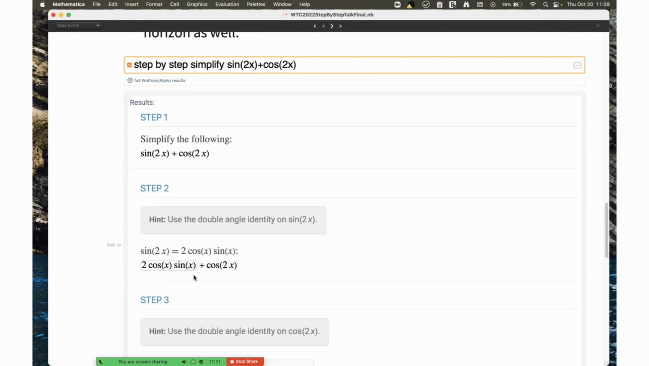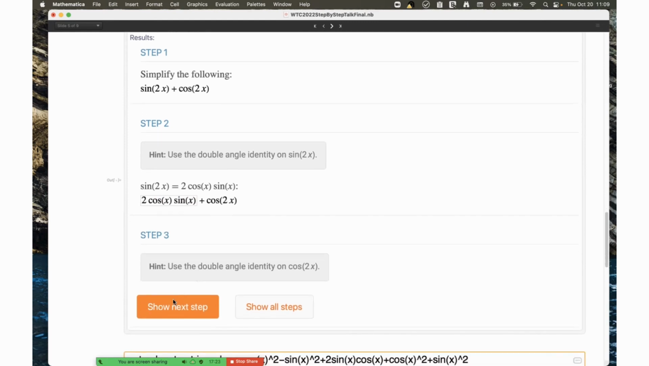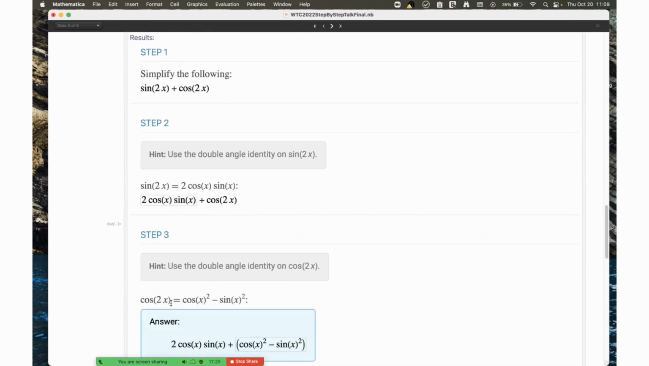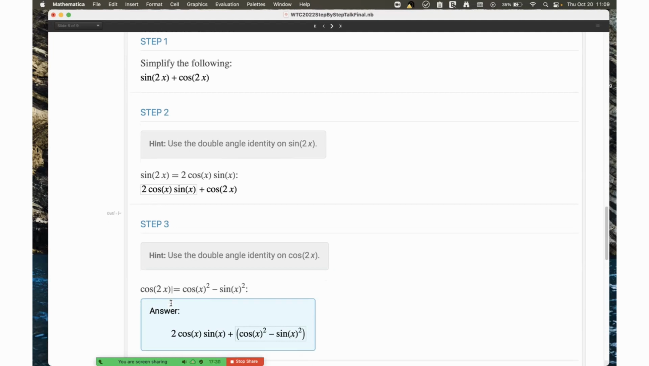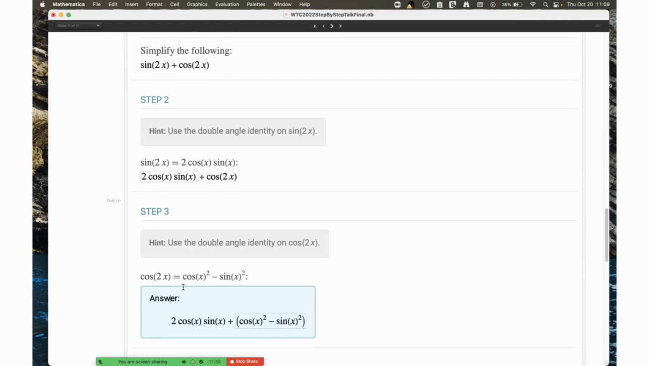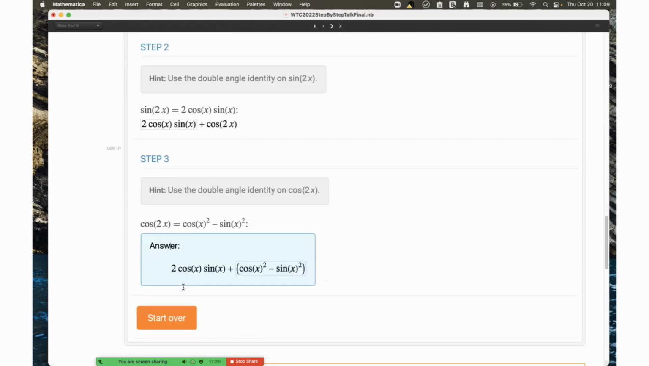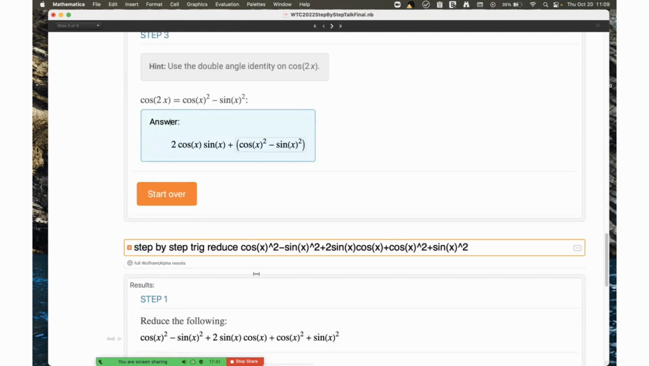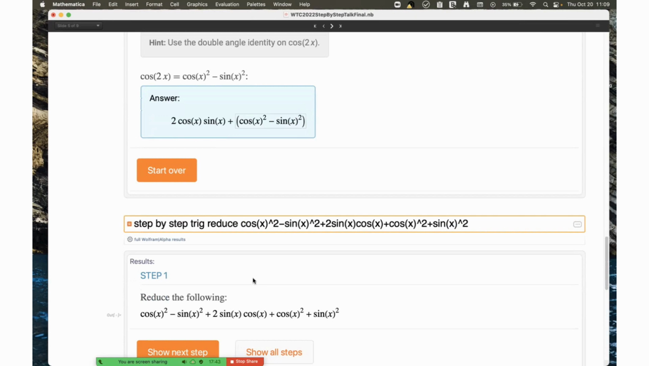We can apply that. Then we can apply a cosine double angle identity formula, which is, again, cosine of x quantity squared minus sine of x quantity squared. And then we can combine all that. So for an example here, these can become more complicated, such as the following. So we now have cosine of x squared minus sine of x squared plus 2 sine of x cosine of x plus cosine of x squared plus sine of x squared.